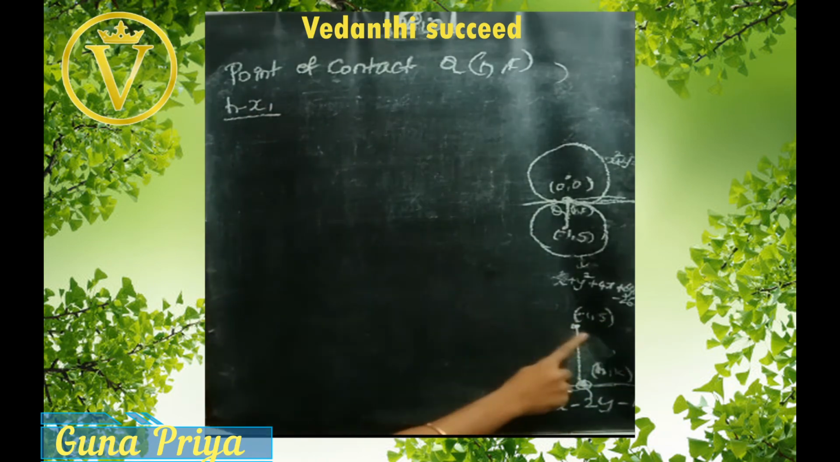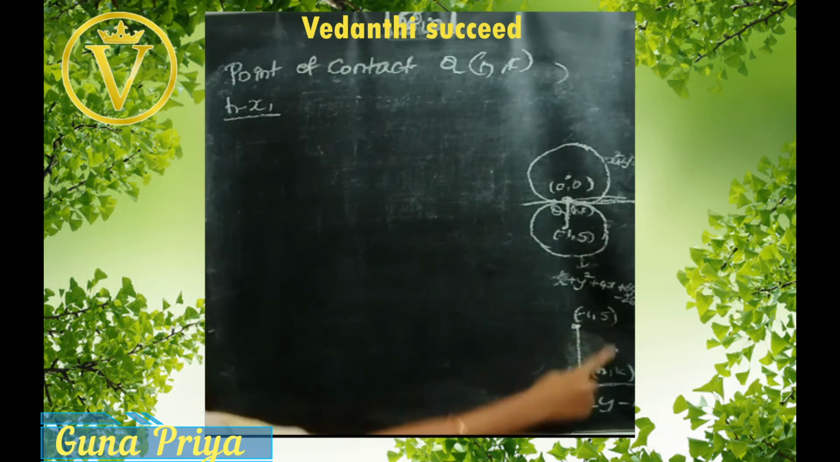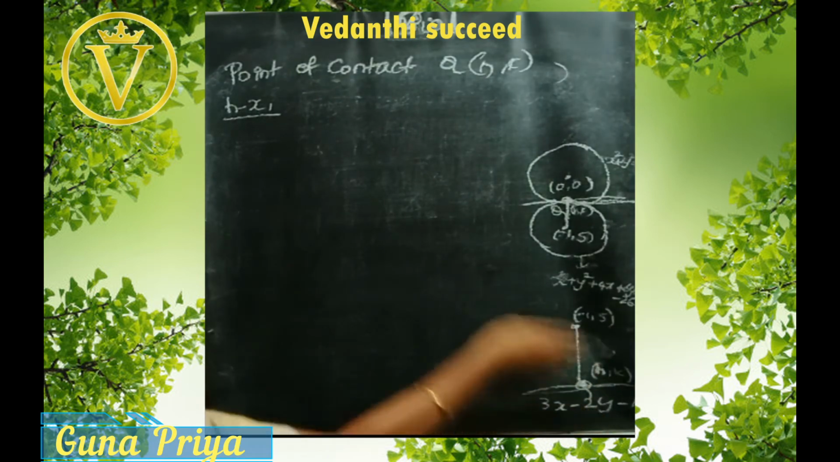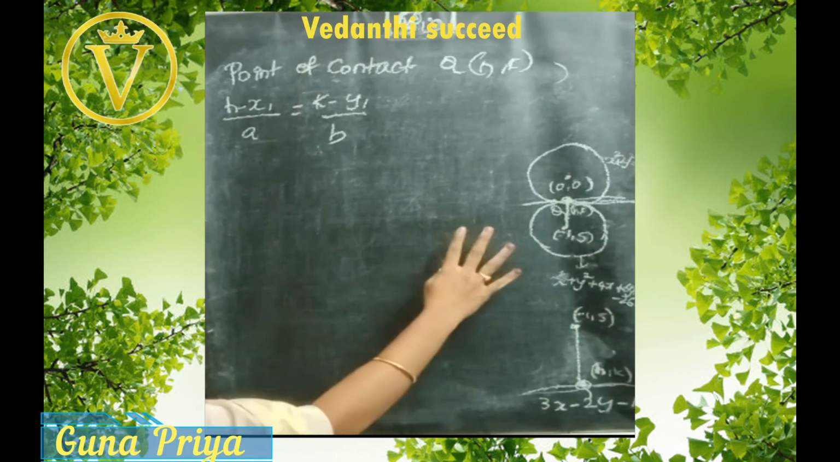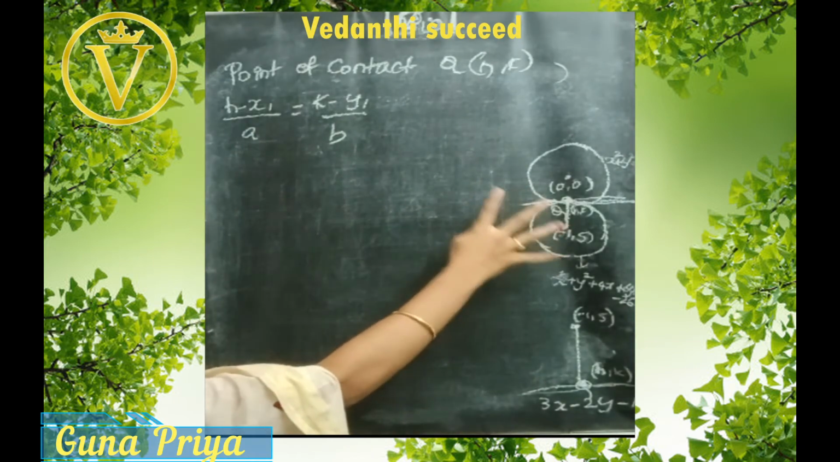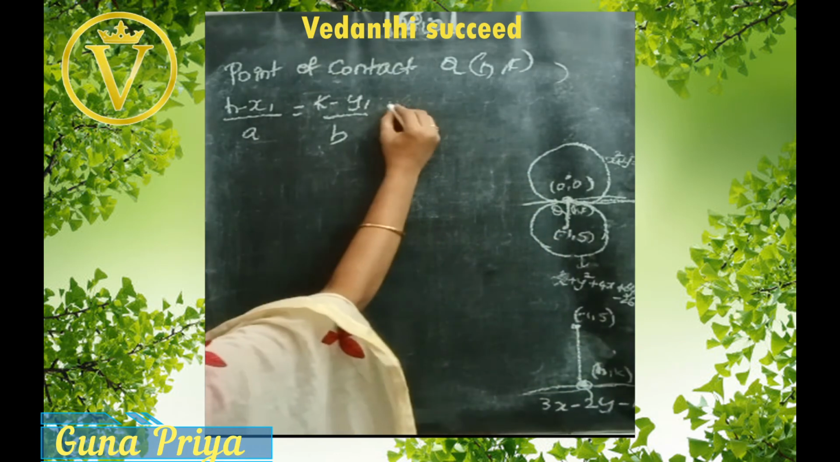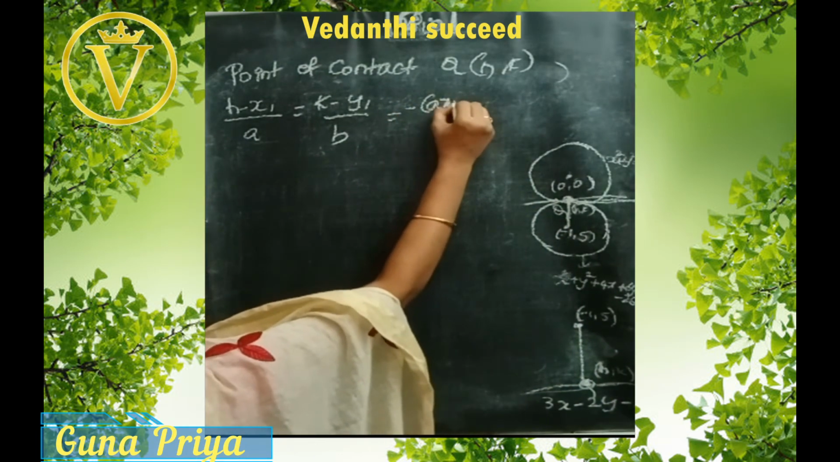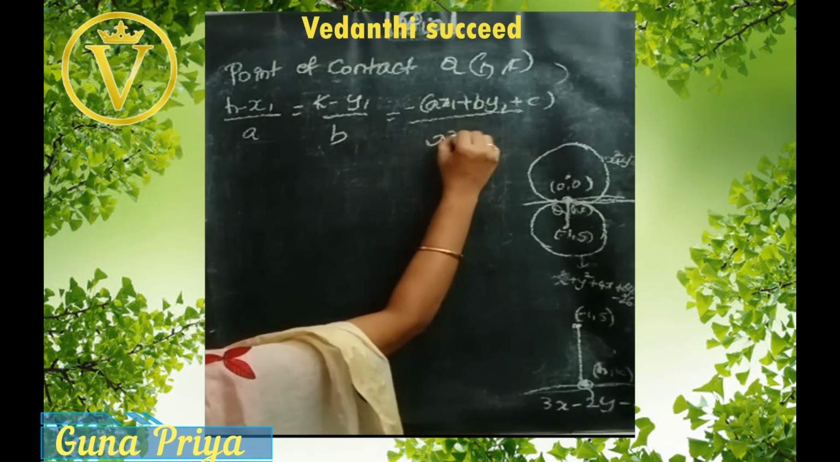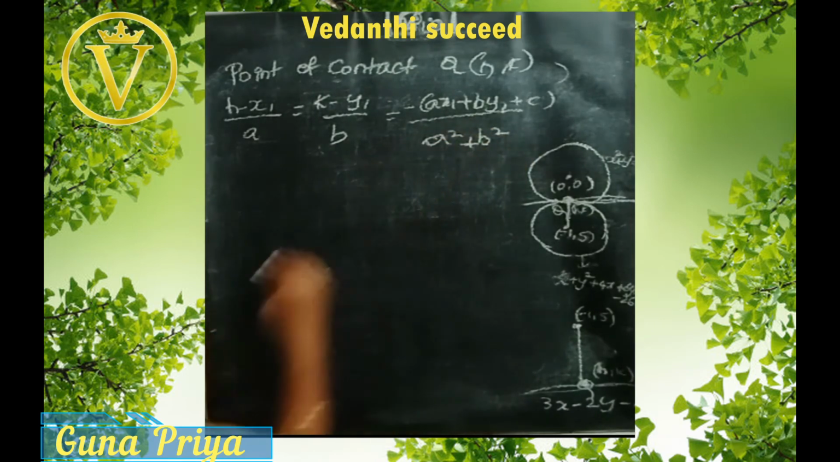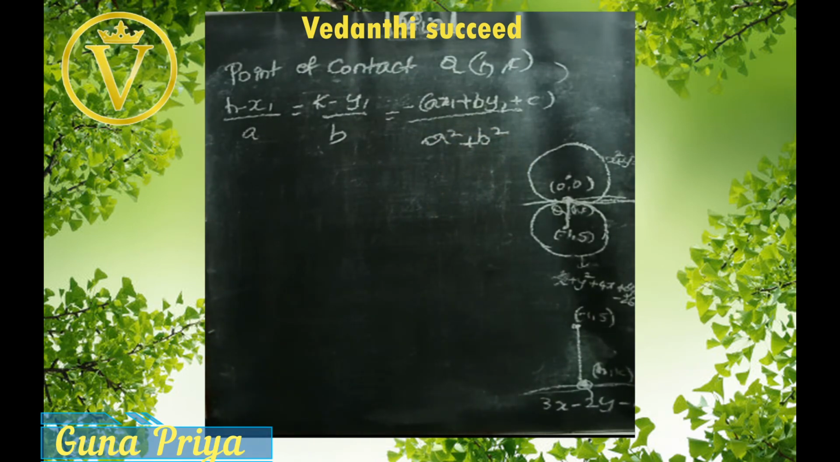x1 is minus 1, y1 is 5, and this is ax plus by plus c. Don't get confused. Write these diagrams in the exam also. Don't forget to write this. This is the formula, and you have to remember it. Wherever you see the point of contact, if they have given one point on the tangent, use this. Now substitute.